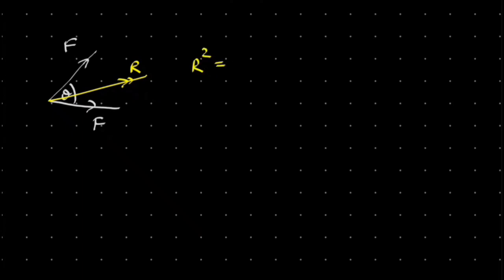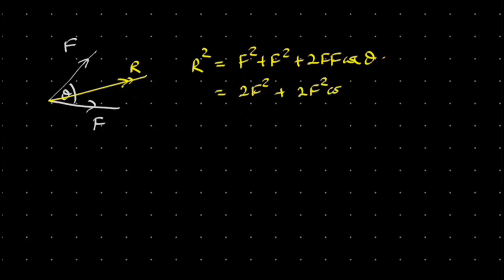Let me write it as r squared so I can later put the square root sign. So it's going to be f squared plus 2ff cos theta, which is going to be 2f squared plus 2f squared cos theta. And if I take the 2f squared out, I get 1 plus cos theta. Now I am in trouble.